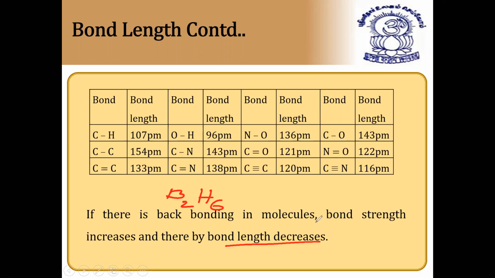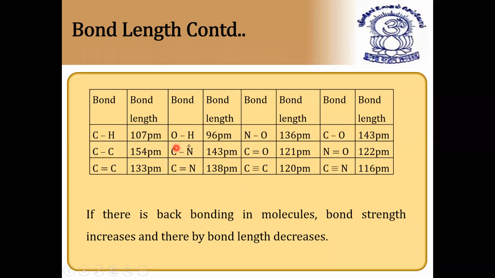Not only in back bonding molecules, if the bond strength, that means bond enthalpy, increases, bond length decreases. So bond enthalpy is proportional to 1 by bond length. As the bond length increases, bond enthalpy decreases. I hope it is clear. What is bond enthalpy, we'll also discuss now.